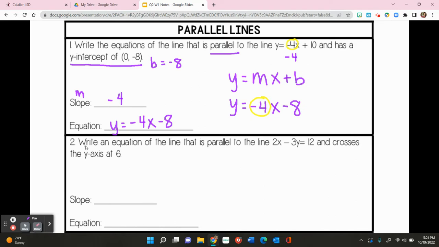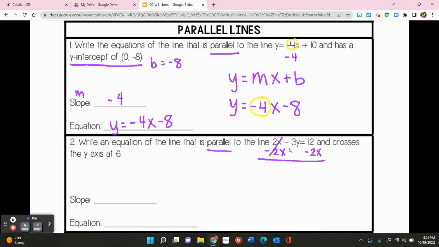Let's go ahead and look at another example. So number 2 says write an equation of the line that is parallel to the line 2x minus 3y equals 12 and crosses the y-axis at 6. So before I can determine what slope would be parallel to this line, it has to be in slope-intercept form. So I want to solve for y. Remember, there's 2 steps when I solve for y. Move x and divide by the number in front of y. So here, I'm going to subtract 2x from both sides.